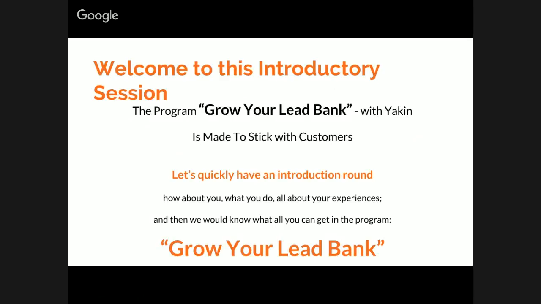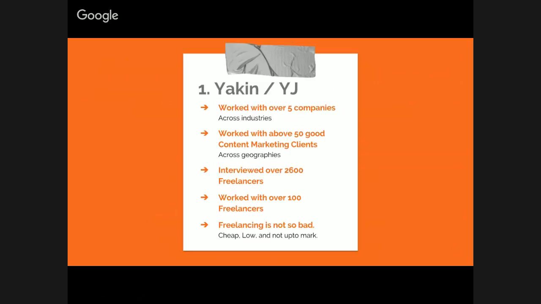Let me introduce myself. My name is Yakin, or people call me YJ. My clients love to call me YJ. I have worked with 5 companies across industries. It can be metal, insurance, banking, across industries. I worked with 50 good clients as a content marketing consultant across geographies. When I say good clients, I mean good clients.